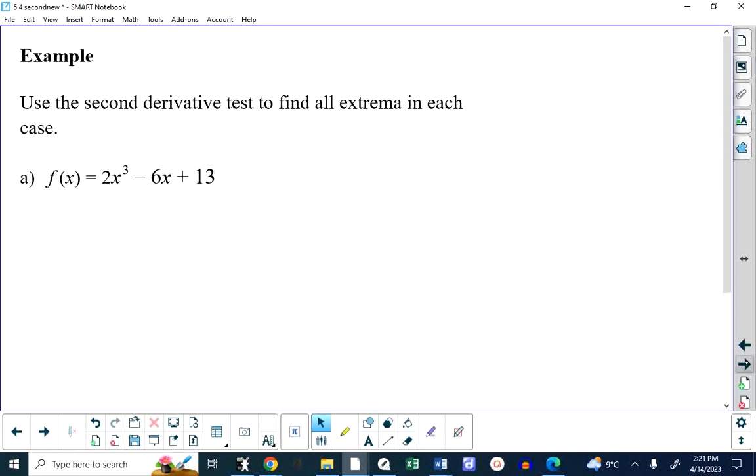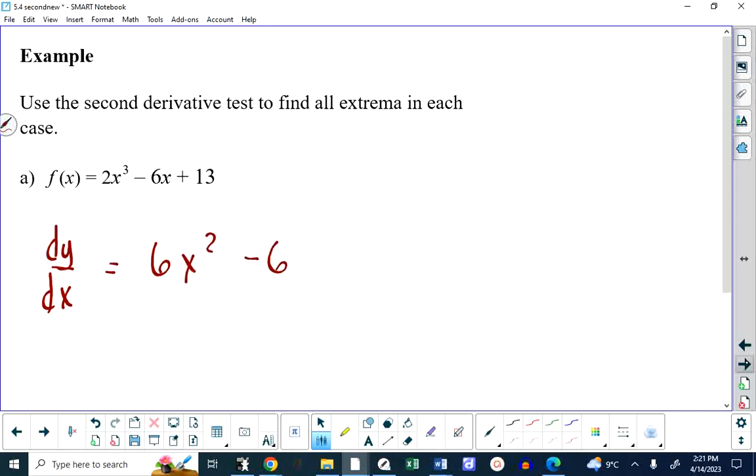So let's put this into practice. Use the second derivative test to find all extrema. The reason why we're going to use the second derivative test is it's a polynomial function. Finding the first derivative is needed for two reasons. We need to identify the critical values of x for the first derivative, but we also need to determine the second derivative, so you have to go through the first derivative first. The first derivative is the door that leads to the second derivative.